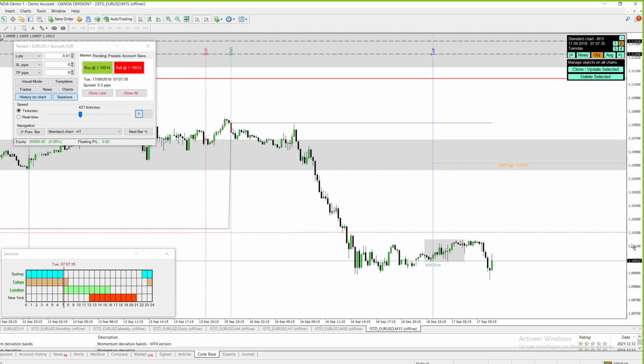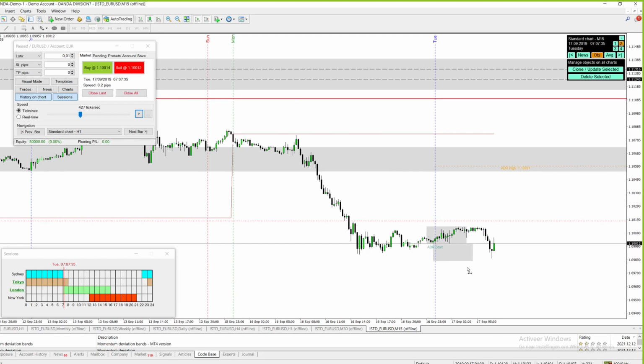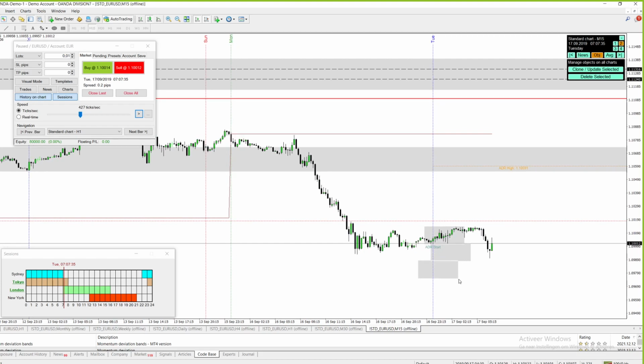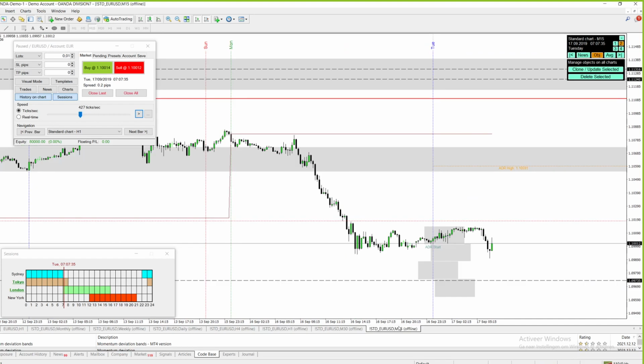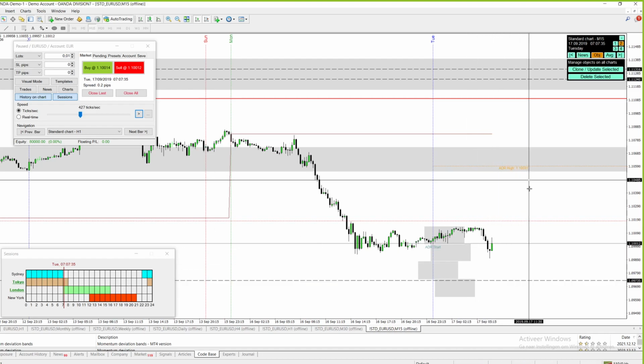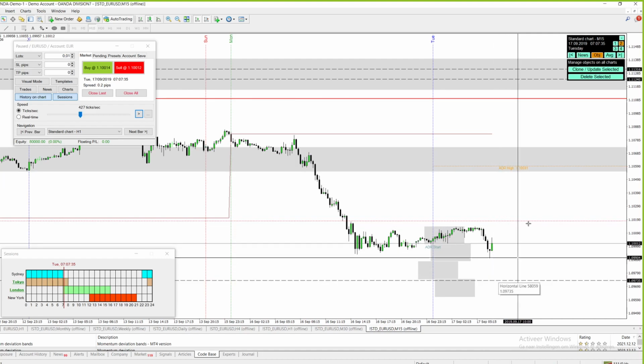Perfect. So let's see how many ranges down we can go. It's 1, 2, 3, and then we need to copy this line so I can see it on the lower time frame. Right, so two standard deviations down from Asia. That's good for London swing to New York reversal. So we could expect it to go down to fill the gap and then move up.